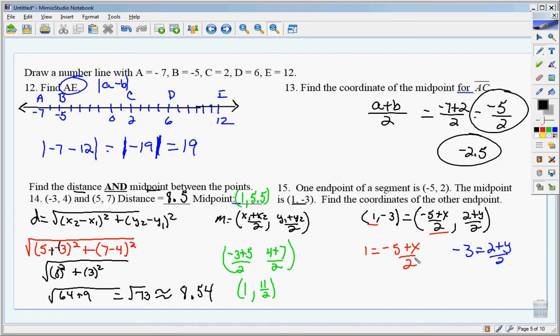We're going to do the same procedure in both. I'm going to multiply both sides by 2. I'm doing it to get rid of the fraction. They cancel out. I now have 2 equals a negative 5 plus x. And adding 5 to both sides, I get x is 7. Multiplying both sides by 2, I get a negative 6 equals 2 plus y. Subtracting 2 from both sides, I get y equals a negative 8. So the endpoint is the ordered pair 7, negative 8.